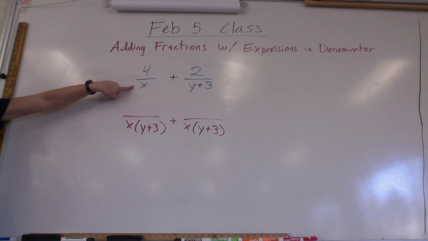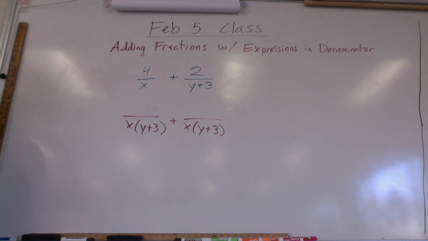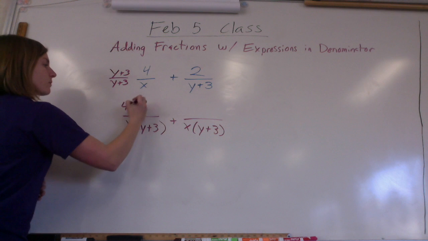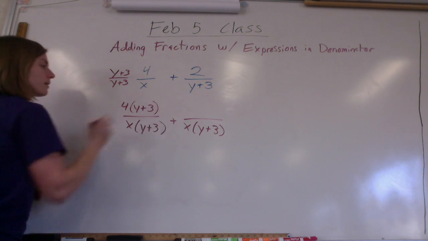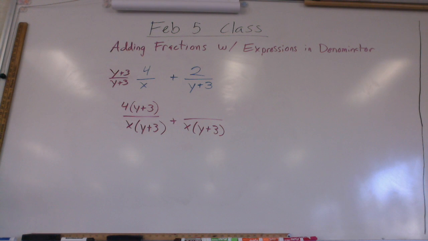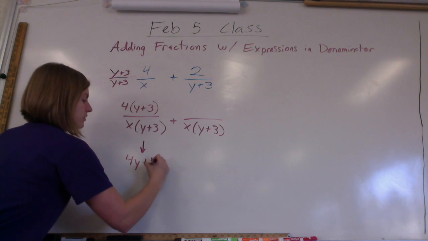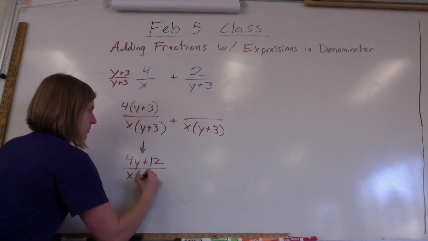So how do I get from an x to an x times y plus 3? Ian? How do I get from an x to an x times y plus 3? Times top and bottom by y plus 3. So that'd be 4 times our y plus 3 on top. And we can distribute it, so if we want to do that here, 4y plus 12 over our x times y plus 3.